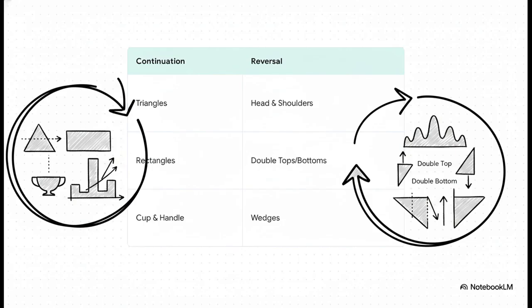Okay, so there are a ton of patterns out there. To help organize this sheer volume in our heads, it helps to just divide them into 2 clear buckets. On one side, we have the pauses. These are your continuation patterns, things like triangles, rectangles, and the cup and handle. And on the flip side, we have the U-turns, or reversal patterns. That's your head and shoulders, double tops, double bottoms, and wedges.